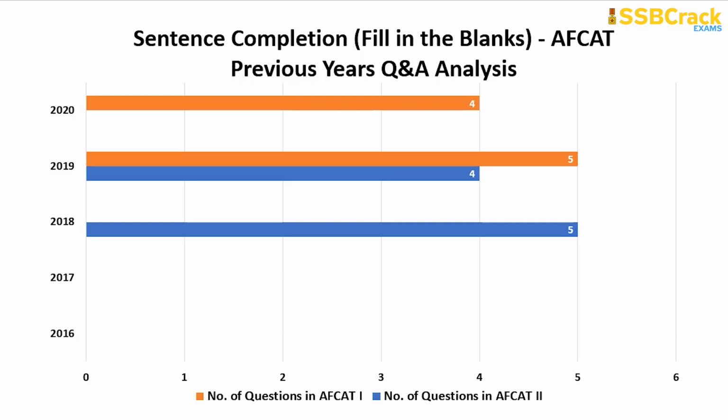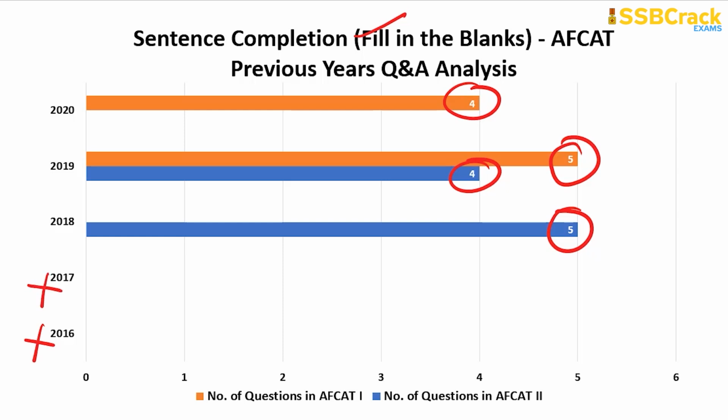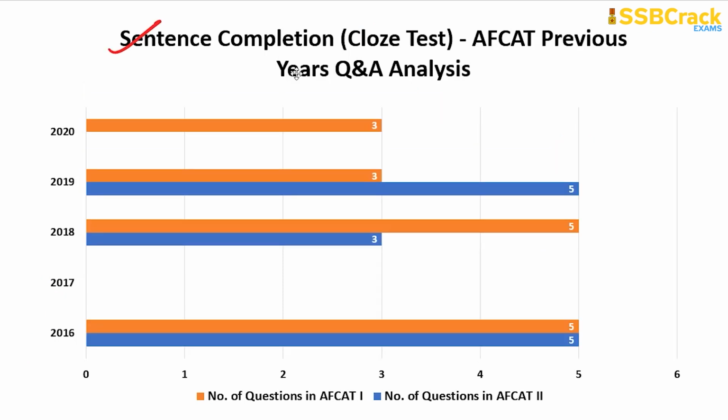I'm going to individually show you the previous year's Q&A analysis. For fill in the blanks, first of all, as you can see, 4 questions came in AFCAT 1 2020 and AFCAT 2 2019, while 5 questions came both in AFCAT 1 2019 and AFCAT 2 2018. No questions came from fill in the blanks either in 2016 or 2017 AFCAT 1 and 2. So there's a very slim chance of getting questions from fill in the blanks as compared to the cloze test, because here there's a high chance for you to get the cloze test questions in AFCAT English section.